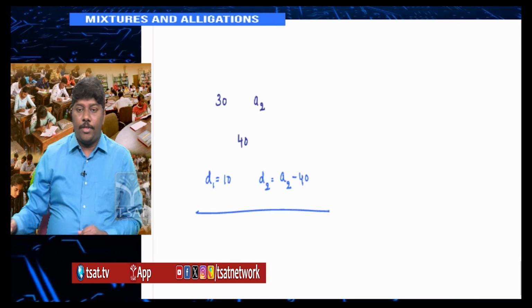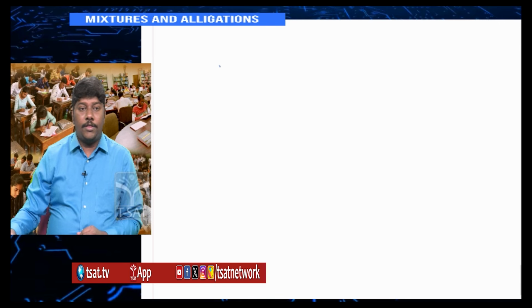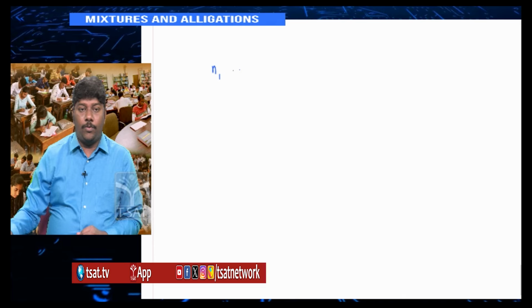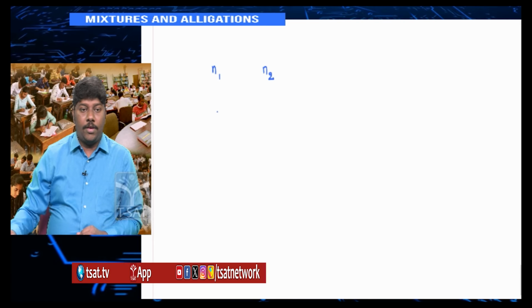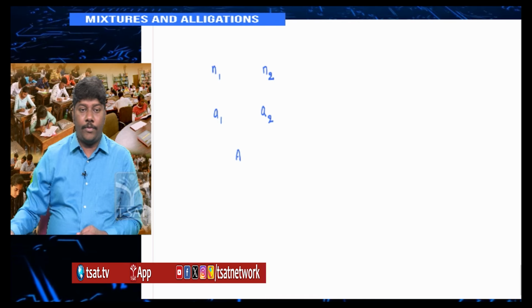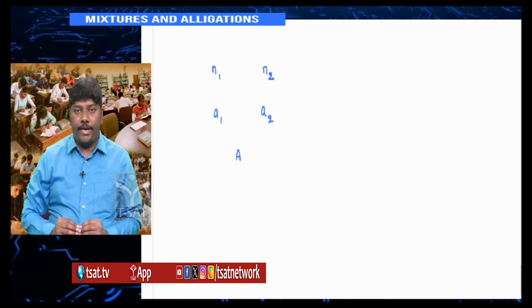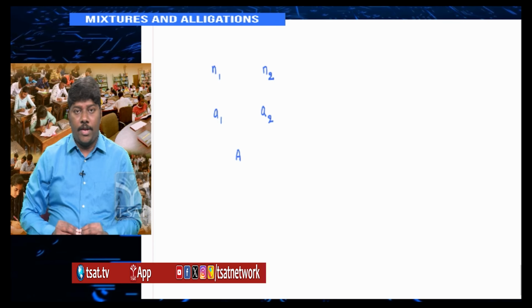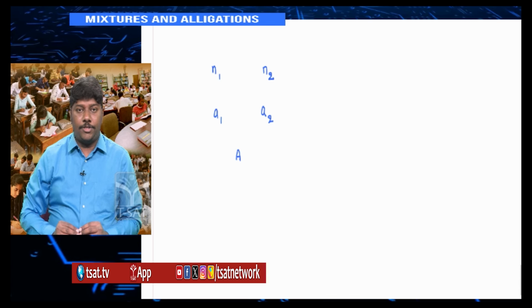Now, the main important thing is these 5 variables: N1, N2, A1, A2 and the capital A. This is the whole basis of your mixtures and alligation. Here I have taken an example for average, okay.